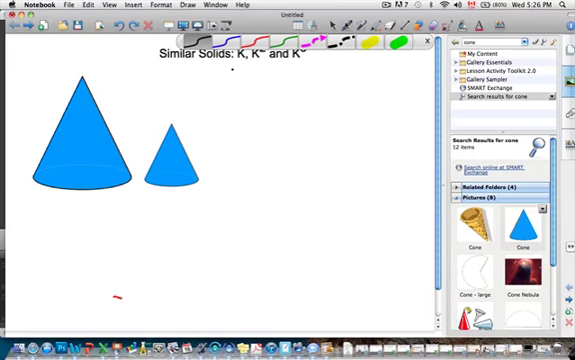So today we're going to talk about similar solids and k squared and k cubed, and how to use k squared and k cubed. So basically, let's say I have two similar cones, and what does it mean to be similar? It means that proportionally this height over this height is equal to this radius over this radius.